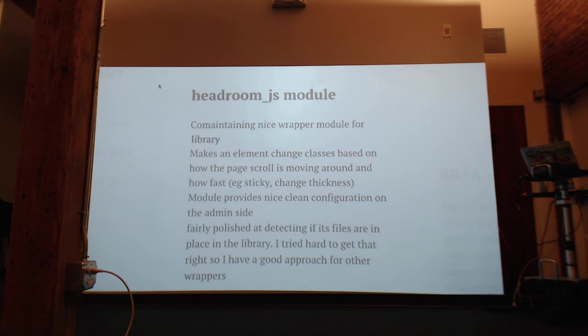So I just want to throw a quick plug for the Headroom.js module. Headroom is a little thing that can change classes depending on how the screen is moving up and down. Like when you have those menus across the top of a site and they shrink when you're going down and then they expand when you go up, or they disappear.